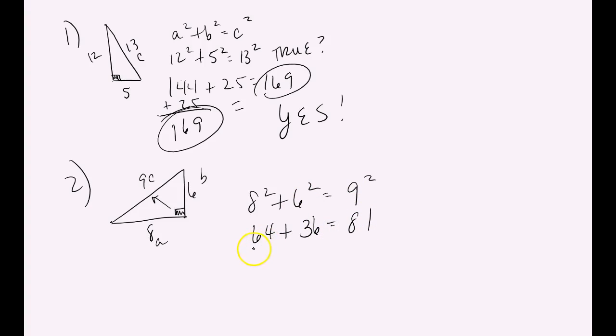So let's actually add 64 and 36. I'm getting 100, not 81. So does 100 equal 81? No, it does not. So no, that is not a right triangle. So verifying it is pretty easy as far as is it a right triangle or not.